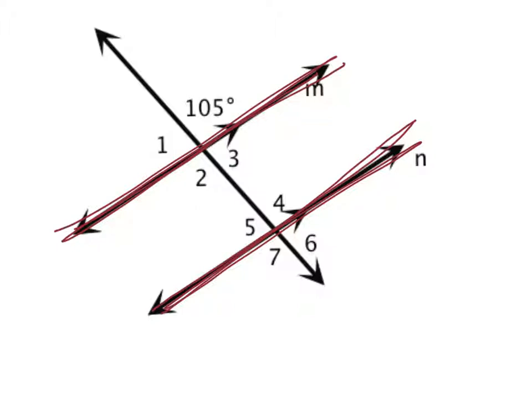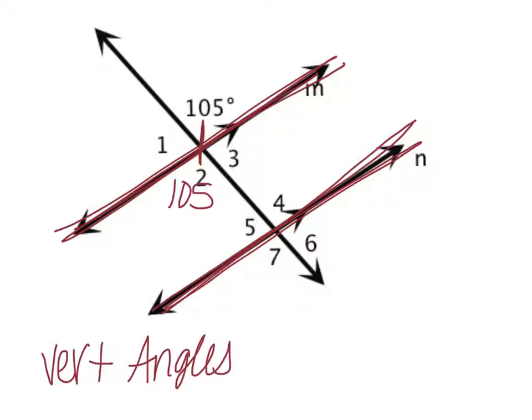And I know that the angles that are across from each other are called vertical angles, and they're equal. Okay, vertical angles, so let's make a note down here: vertical angles are congruent. Okay, that's a big one. Vertical angles are congruent.